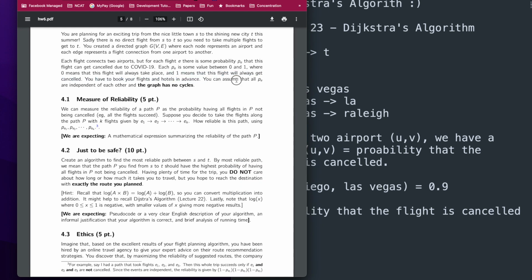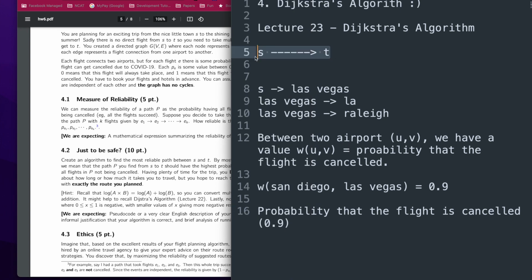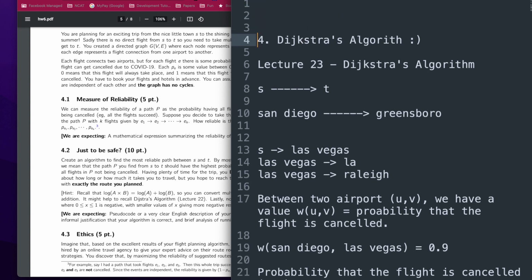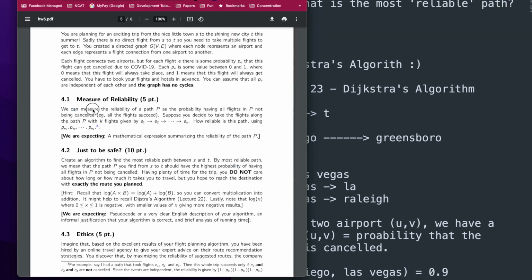So what we want to do is, again, like we said in the original problem, we want to get from S to T. So let's say we want to get from San Diego, because that's where we live, to Greensboro. And we're essentially trying to figure out what's the most reliable path. That's actually what question 4.1 is asking. Here we talk about how we can measure reliability of a path as the probability of having all the flights in the path not being canceled, right?